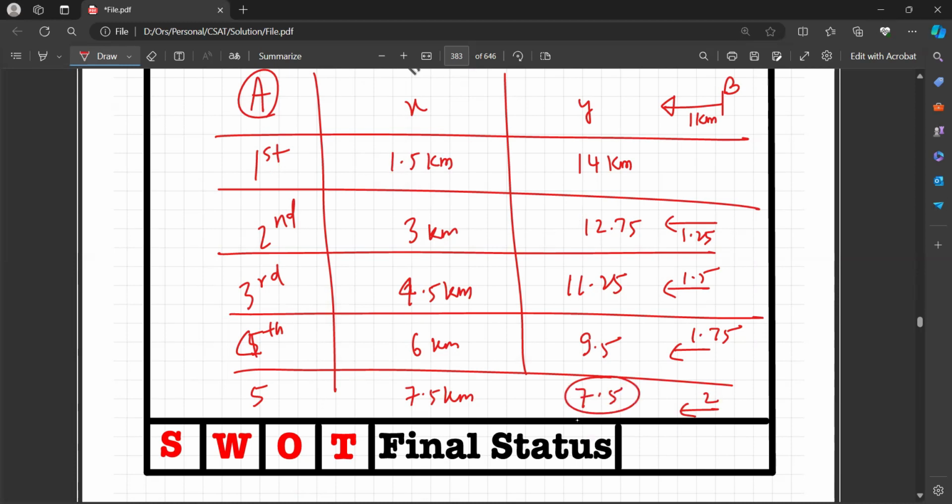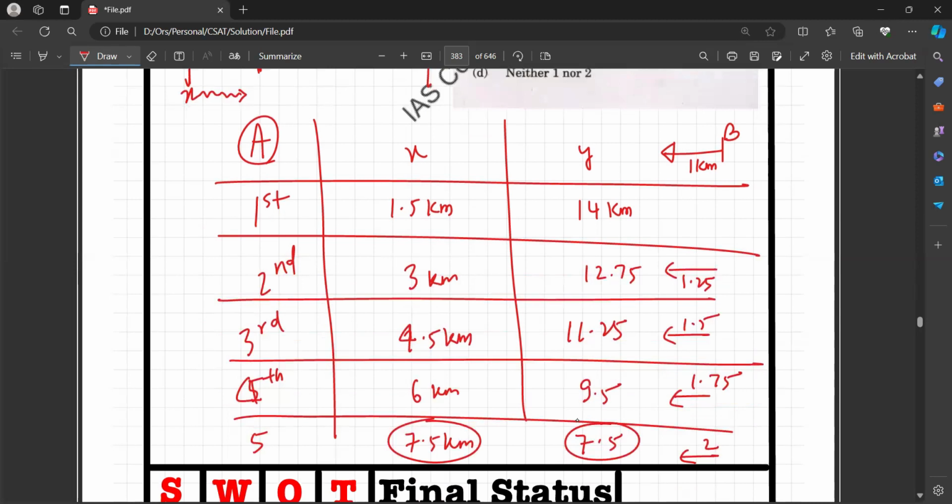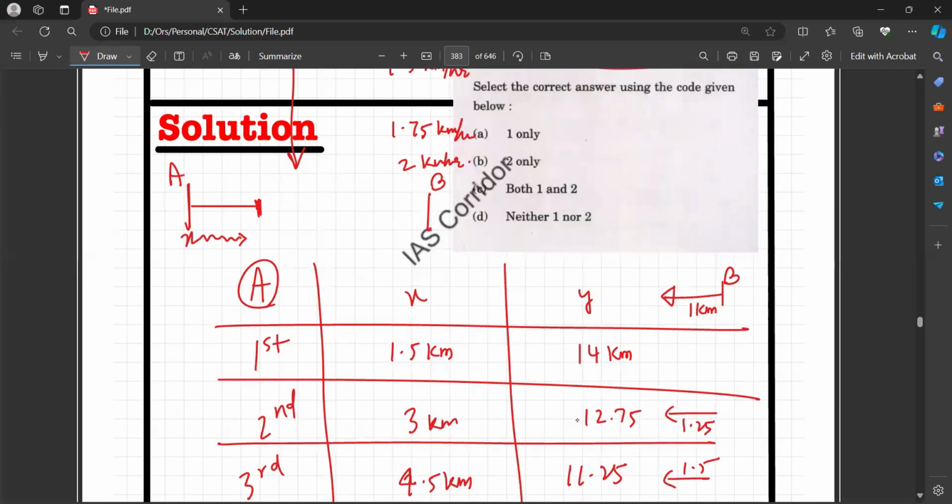Now are both positions the same from A or not? That means they will meet each other at which hour? In the fifth hour. Where? At 7.5 kilometer, that is midway. Clear?